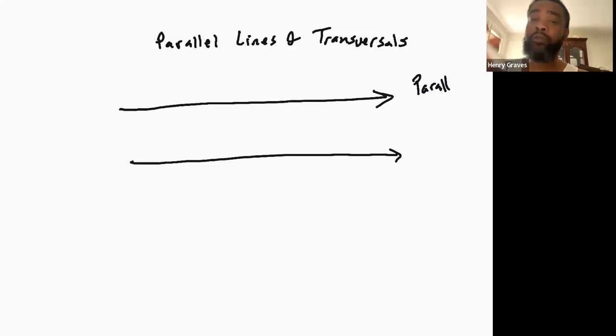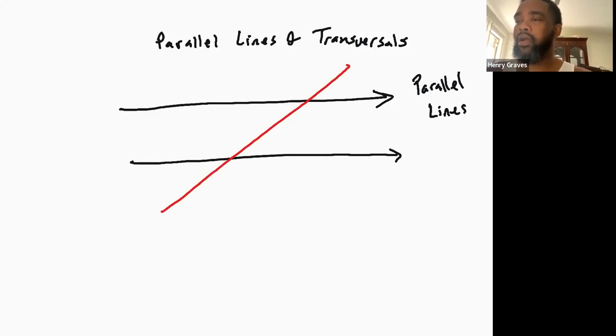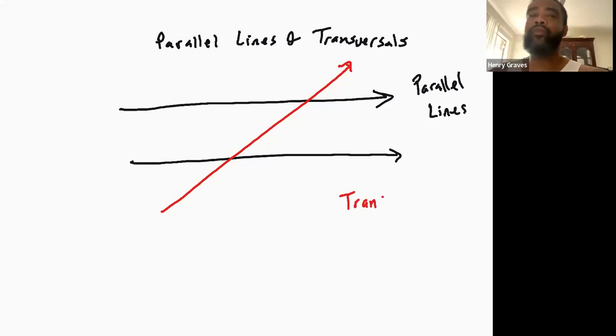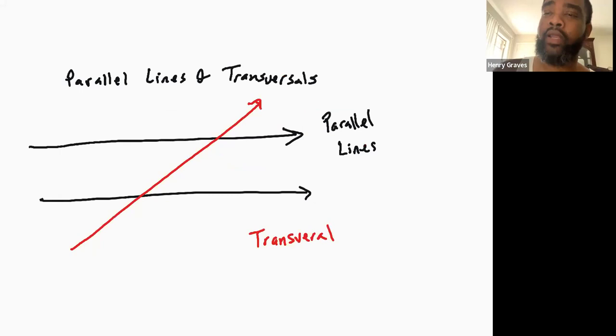Now a transversal is the line here in red, and that transversal is a ray that cuts across two parallel lines. So when the lines cut, we have to move it a little bit. There we go. Much nicer. It gives us a bunch of angles, right?